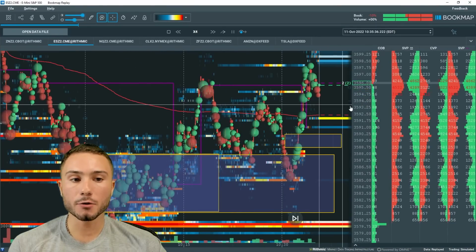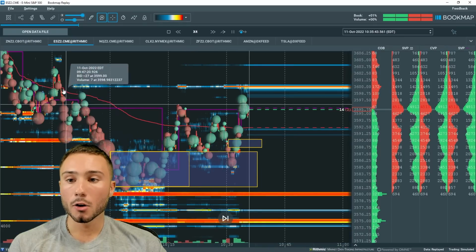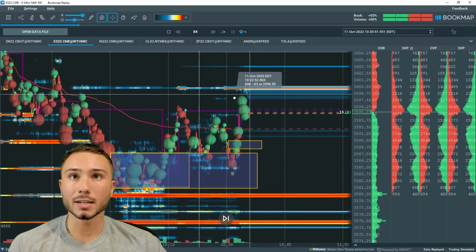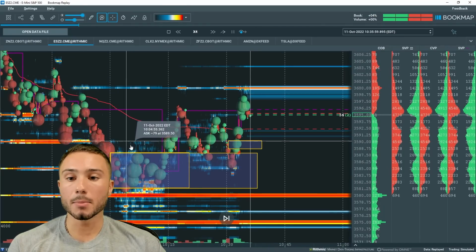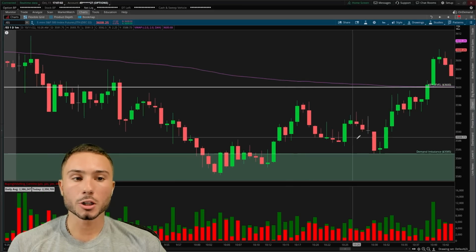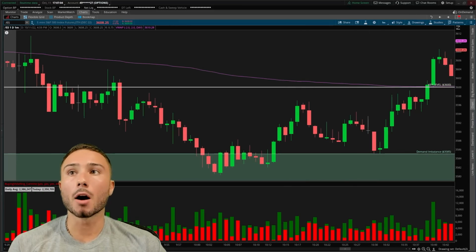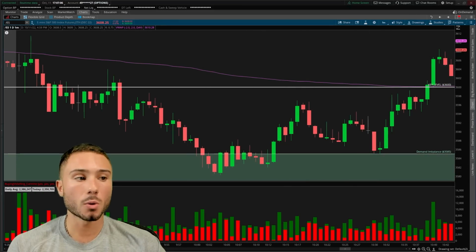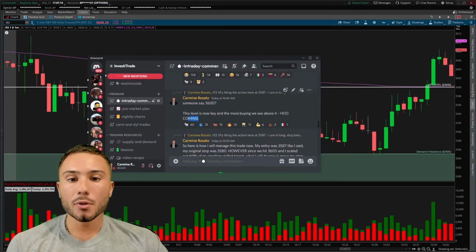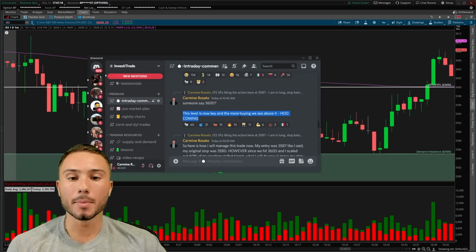More very aggressive market buys. See how we kind of flip from earlier in the day being aggressive to the sell side. And now we're starting to be more aggressive to the long side. The market starts moving up and we get a strong break above 3,600. So going back to the Discord here, 3,600, I said this level is now key, and if I want to see more buying above it, the high of day is coming.